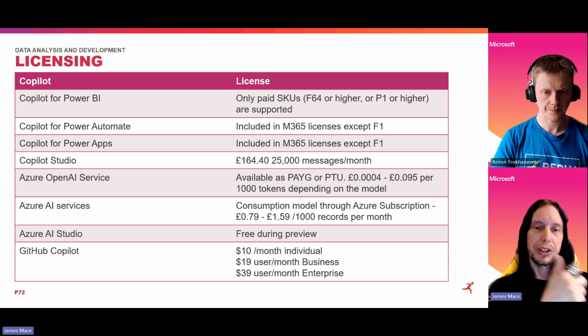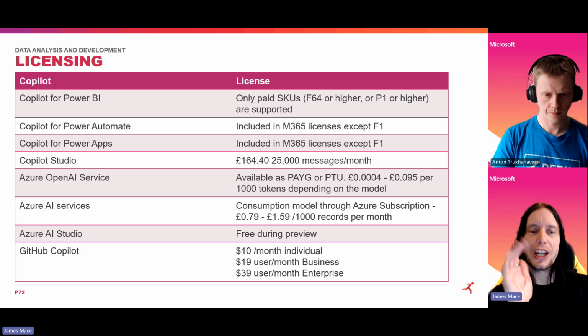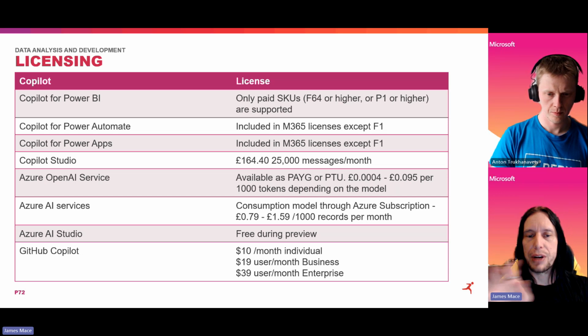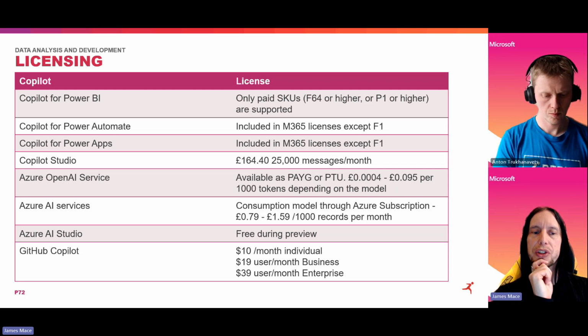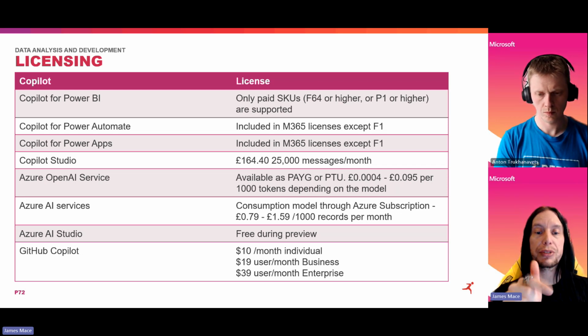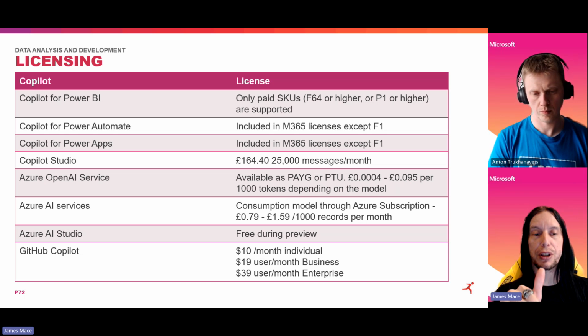If you want to know more about that, watch the webinar on prompt engineering. The other models are a little bit different, and the pricing is a little bit different. There are 1,000 sort of records, either text or image or whatever it happens to be for those services. AI Studio is free during the preview, so it's only in preview at the moment.